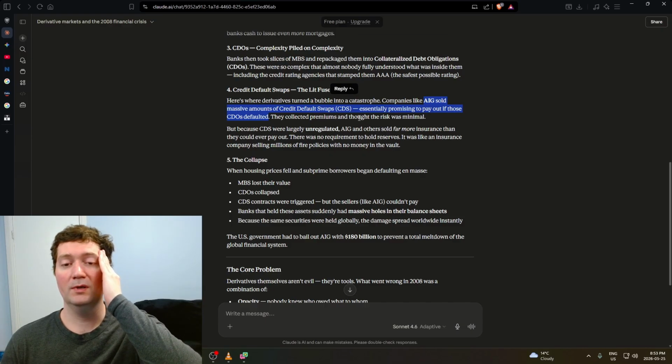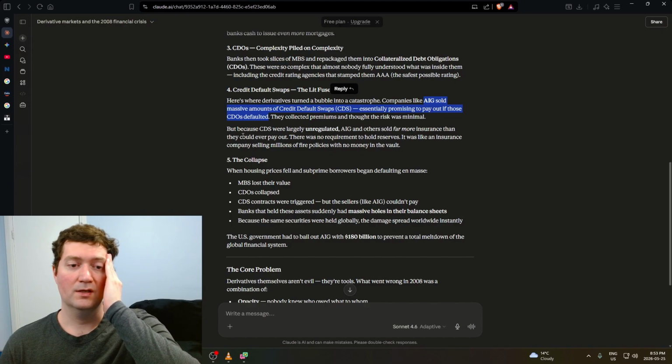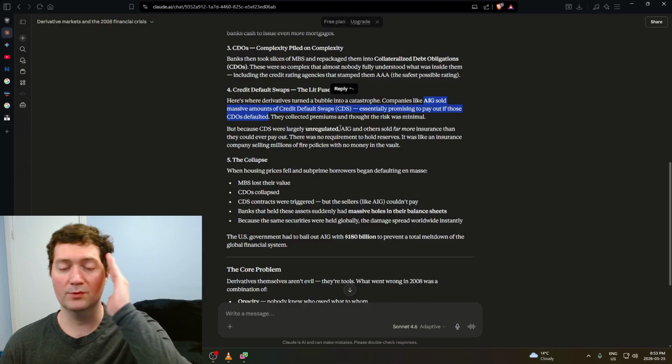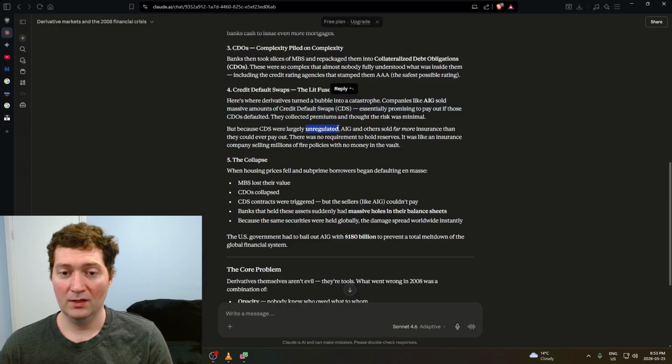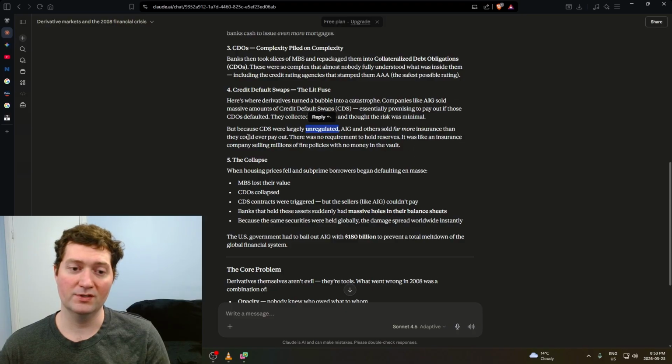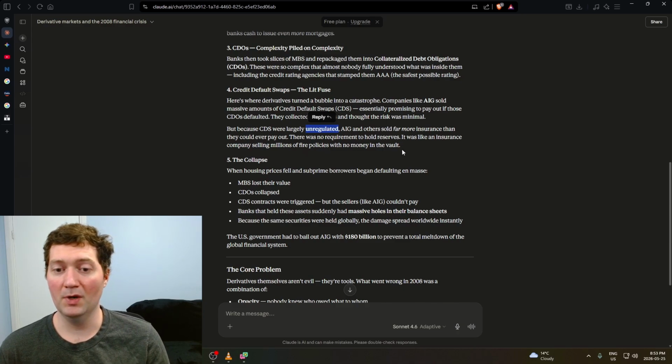They collected premiums and thought the risk was minimal because the credit default swaps were largely unregulated. AIG and others sold far more insurance than they could ever pay. There was no requirement to hold reserves. It was like an insurance company selling millions of fire policies with no money in the vault.